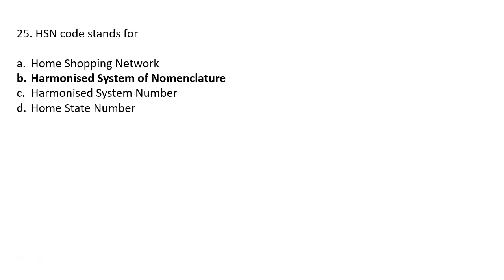Then we have the 25th question. This is the last question for this part. HSN code stands for: option A, home shopping network, option B, harmonized system of nomenclature, option C, harmonized system number, option D, home state number. The correct answer here is option B, harmonized system of nomenclature.